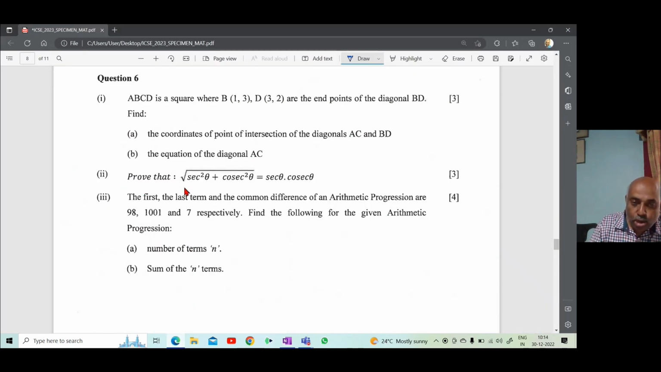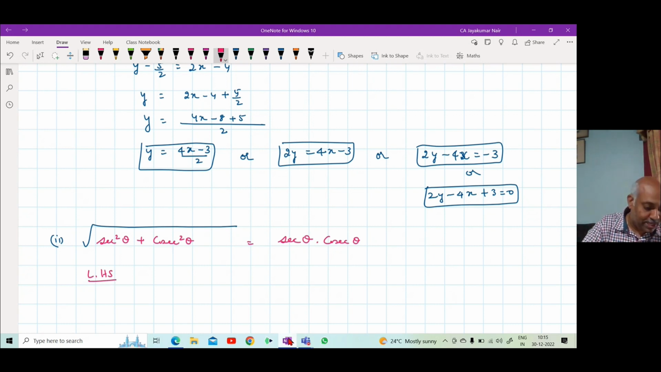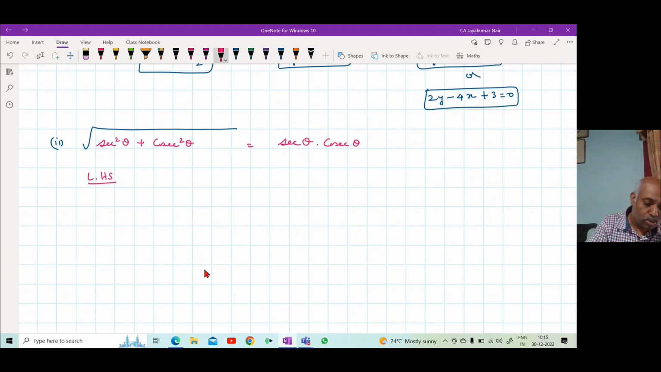Moving on to the second one. Prove that the square root of (sec squared theta plus cosec squared theta) is equal to sec theta into cosec theta. So this is the second question. I will take the left hand side and solve this and make it equal to the right hand side. So how do we do this?